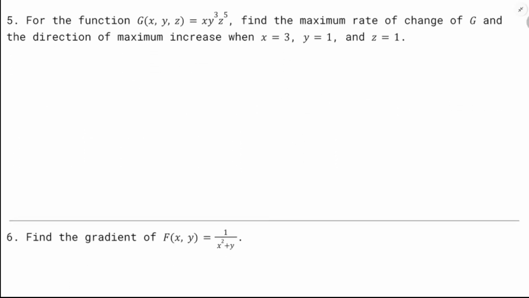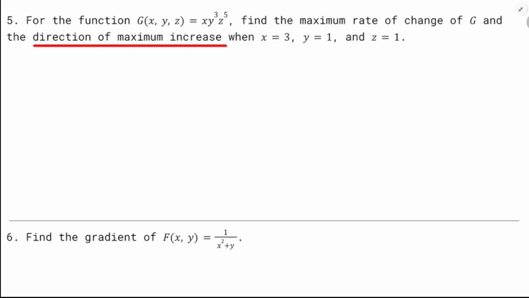So for the function g, which is given by x, y to the third, z to the fifth, find the maximum rate of change, again, and the direction of maximum increase. Okay, so the direction of maximum increase, that's the gradient.